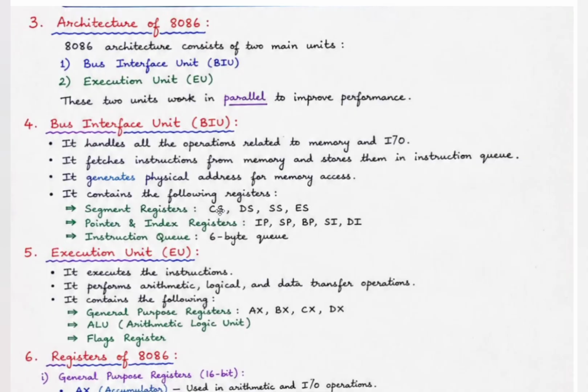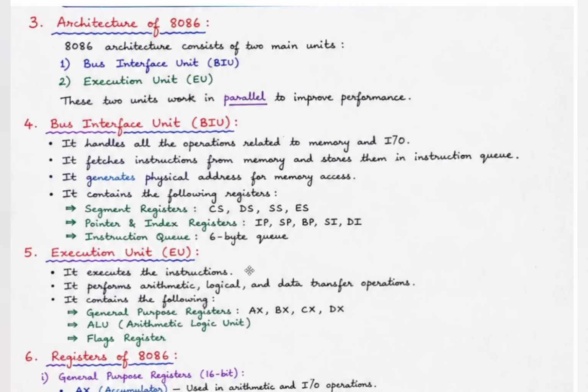Next, we have to know about the instruction pointer. The IP contains the offset address of the next instruction that needs to be fetched. Like I explained, the BIU uses the segment address and offset address to generate the physical address. So physical address is equal to segment times 10H plus offset. This is the formula I told you.